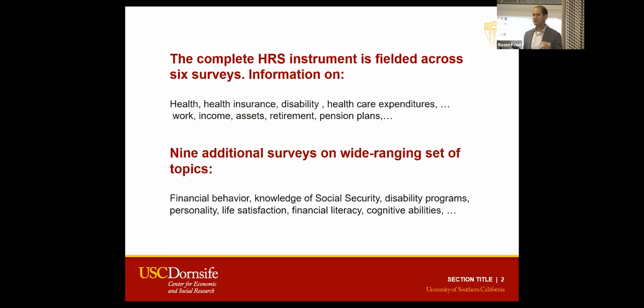It has 15 surveys. 6 of them are devoted to fielding the entire HRS instrument. Marco briefly mentioned the Health and Retirement Study instrument, which is a very detailed instrument through which we collect data on health insurance, disability, healthcare expenditures, but also on work, income, assets, retirement, pension plans, and many more. We also field 9 additional core surveys on top of that, on a wide-ranging set of topics, including financial behavior, social security and disability programs, personality, life satisfaction, financial literacy, and more.